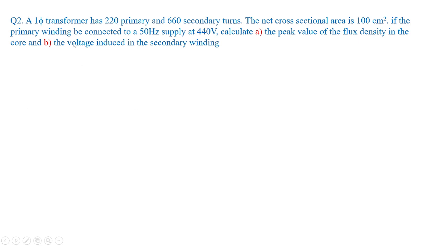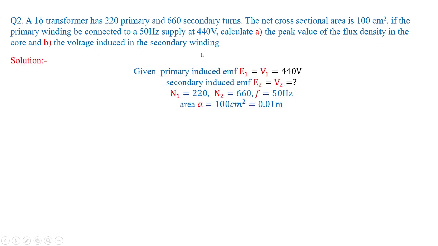Now in the second problem, a single phase transformer has 220 primary and 660 secondary turns. The net cross sectional area is 100 centimeters square, and the primary winding is connected to a 50 hertz supply at 440 volts. We need to calculate the maximum flux density as well as the voltage induced in the secondary winding. With the same formula and the data given in the problem, the input voltage is 440. We need to calculate the output voltage. N1 is given as 220, N2 is given as 660. With frequency 50 hertz, the area is changed from 100 centimeters square to 0.01 meters square.